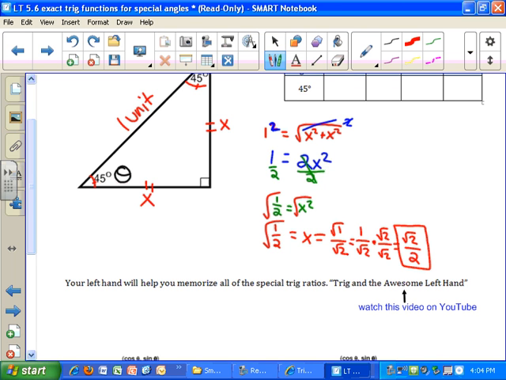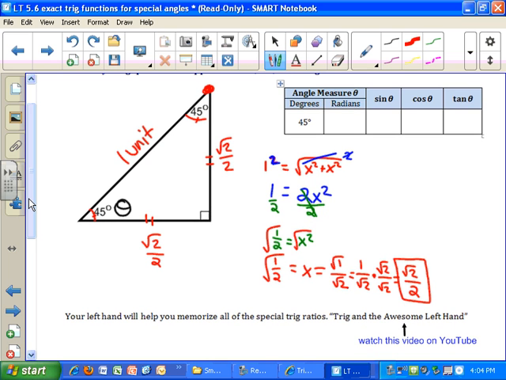So that is how long x has to be. This side has to be square root of 2 over 2. And this vertical side, y, has to also be the square root of 2 over 2. If we're going to convert degrees to radians, I believe that one is pi over 4. That should be one that you've got memorized or close to memorized.